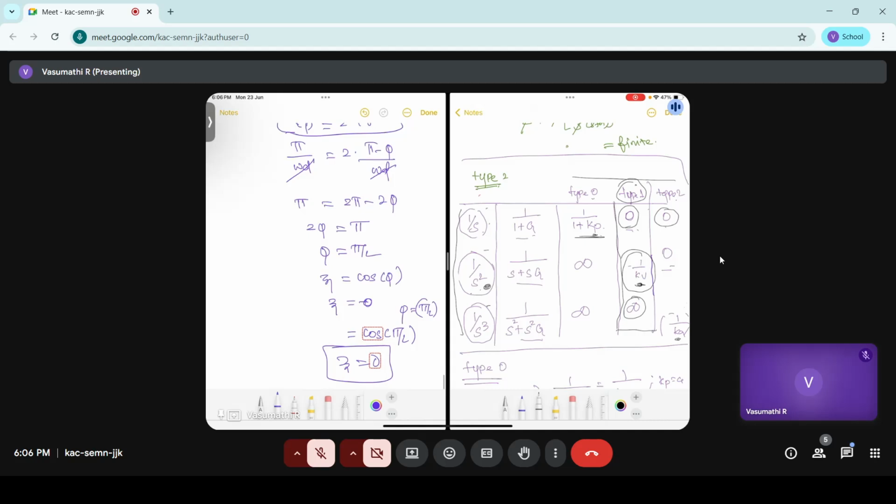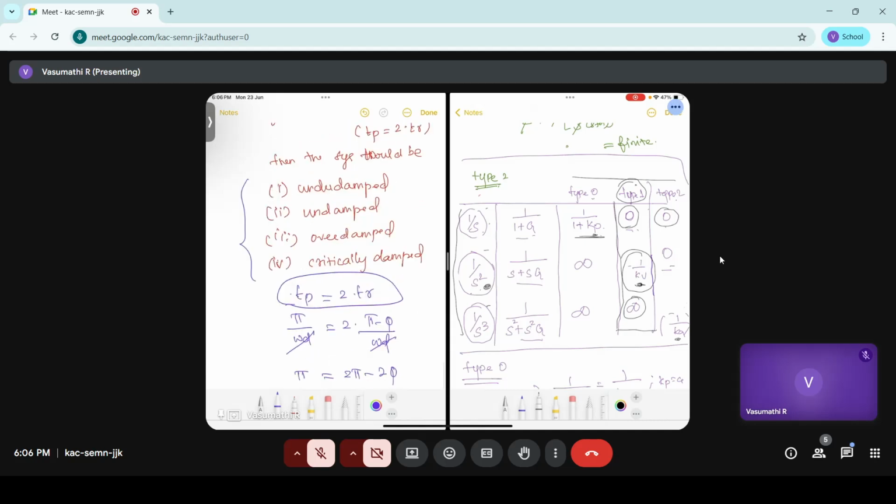So, based on this, if zeta is 0, what could be the option? The system would be underdamped, undamped, overdamped, or critical. If zeta is less than 1 but positive, that means underdamped. If zeta is greater than 1, that means overdamped. And for undamped, zeta equals 0. So the answer would be undamped.